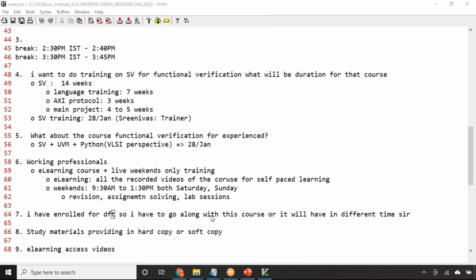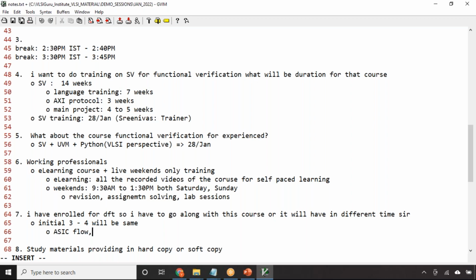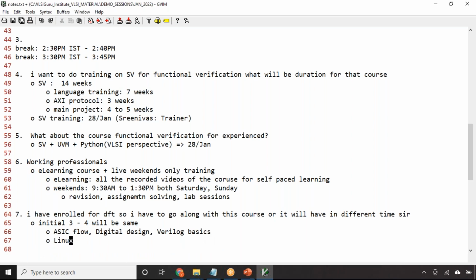I have enrolled for DFT, so do I have to go along with the course, or will it have a different time? The initial 3-4 weeks will be same. Means ASIC flow, digital design, Verilog basics will be same, because as a DFT engineer, design for testability engineer, you will need this expertise. Once you are done with Verilog basics, we will be starting with Linux, we will be starting with TCL. Once it is done, you would start off with the DFT training, core DFT training. That is the main DFT training part. So this initial 2-3 weeks will be same. After that, it will be a different track. So DFT people will go through a different training track.